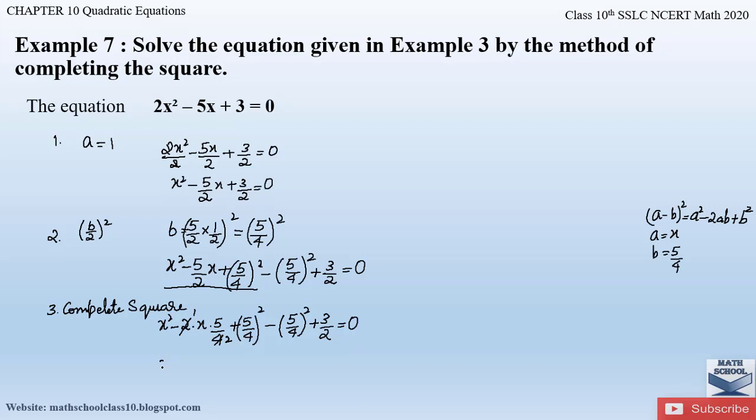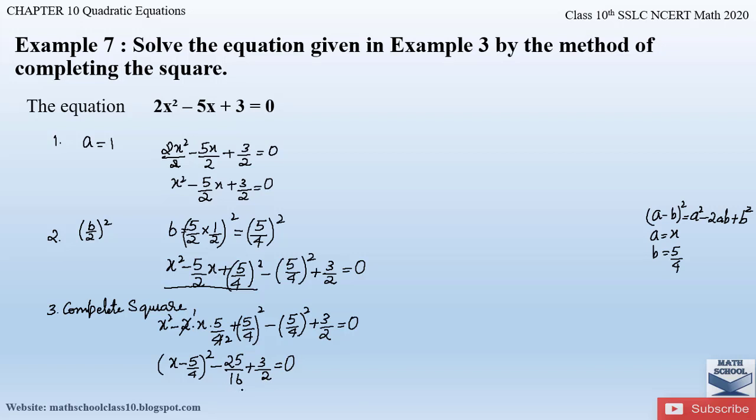So we are going to write x square minus, so this is of the form a minus b the whole square. So what is the a value? a value is x and b value is minus 5 by 4 the whole square. So let us open this bracket. 5 5s are 25 divided by 4 4s are 16 plus 3 by 2 is equal to 0.